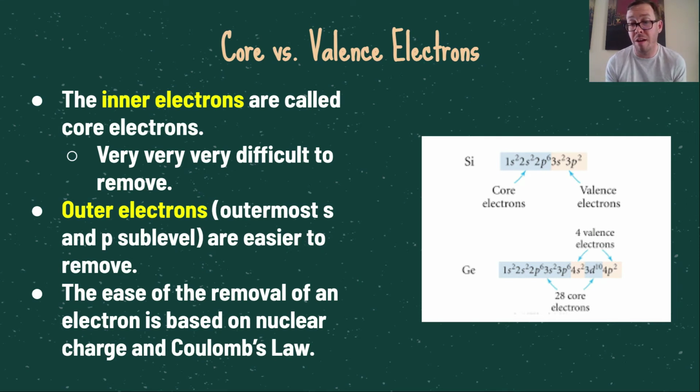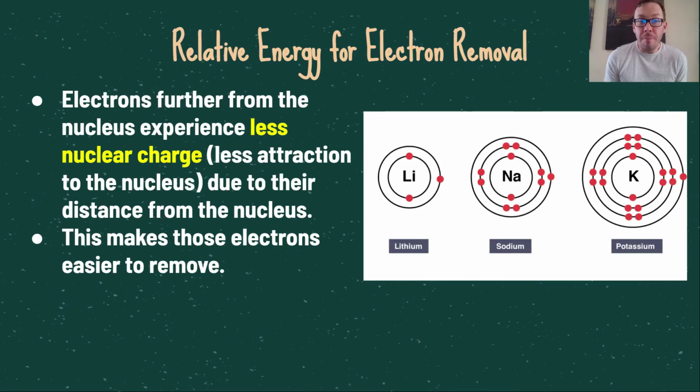The inner or core electrons include 1s2, 2s2, 2p6, 3s2, 3p6, as well as 3d10. Keep in mind, 3d10, those electrons are closer to the nucleus than 4s or 4p are. Again, electrons that are further from the nucleus experience less nuclear charge, again, for two reasons. That results in less attraction to the nucleus due to their distance from the nucleus, as well as a concept known as nuclear shielding, meaning that those other core electrons reduce the amount of positive charge attraction that those outermost electrons receive. As a result, this makes the outermost electrons much easier to remove than those inner core electrons.